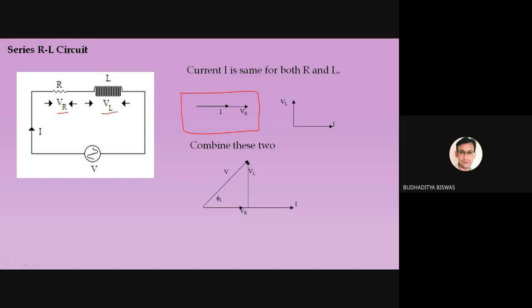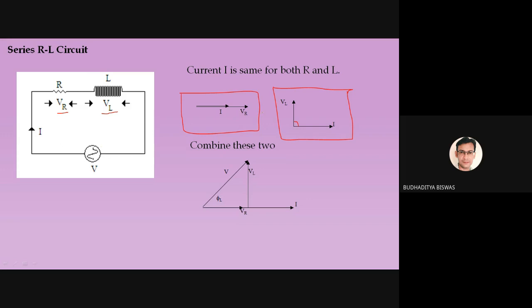VR means it's not an average value or the RMS value. VR means voltage across the resistance, and VL means voltage across the inductance. So this is the phasor diagram in case of resistance, and this is the phasor diagram in case of inductance. Inductance means, again remember CIVIL, so voltage leads the current by an angle 90 degree.